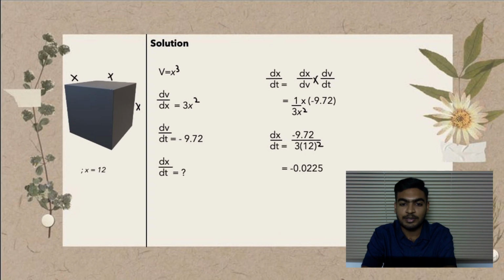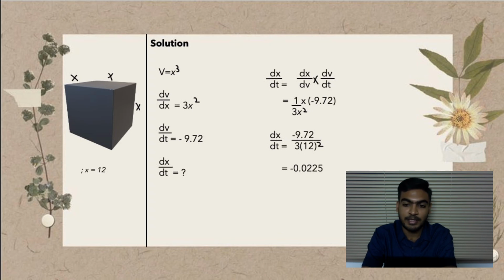Moreover, they have mentioned that the melting rate of the ice is 9.72 cm³ per minute, and we can get dV/dt, which is 9.72. Since the ice is melting, we put a negative in front of 9.72 and it will become negative 9.72. To get the rate of change, which is dx/dt, we should multiply dx/dV with dV/dt. By that we can get dx/dt, or the rate of change.